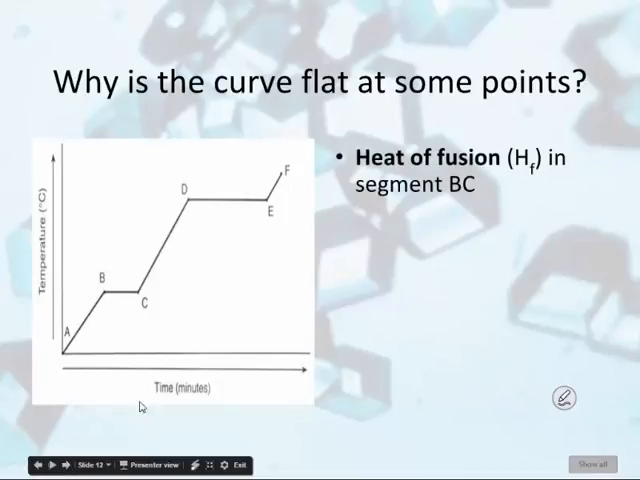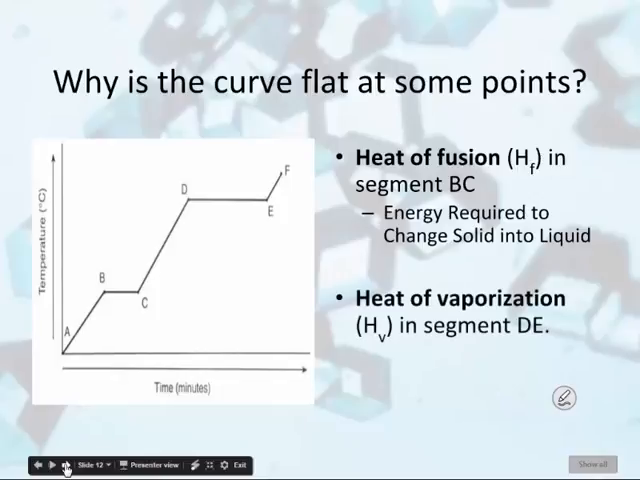If, instead of time on the bottom here, we had heat, we could measure the heat of fusion, the amount of heat required to melt a substance. We symbolize it with HF between segments B and C. It's the energy required to change a solid to a liquid. So at B, you get your first appearance of a liquid, and by the time you get to point C, you're completely a liquid.